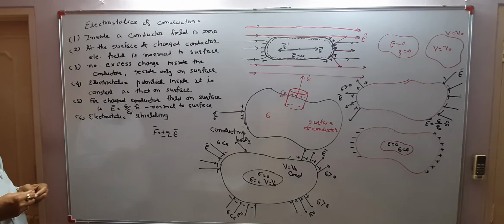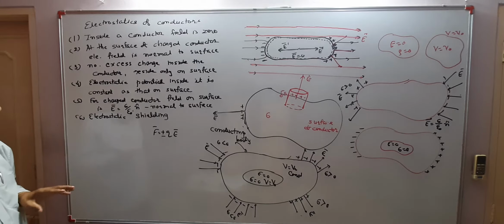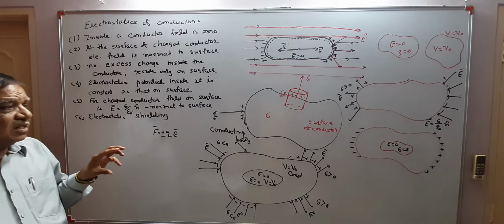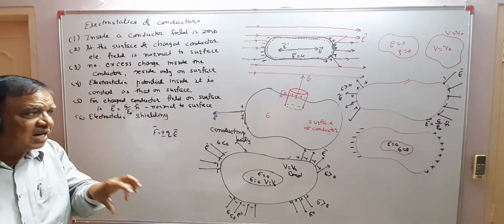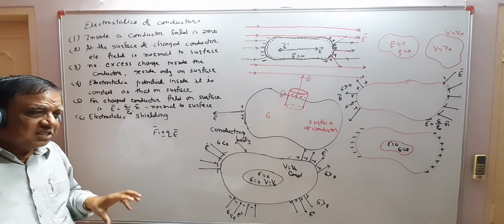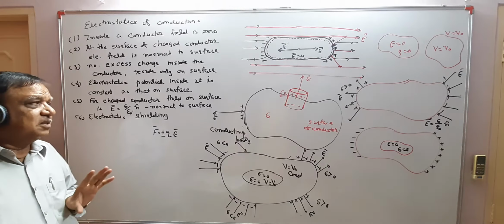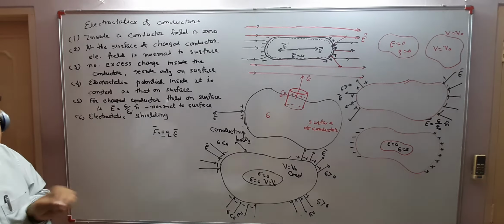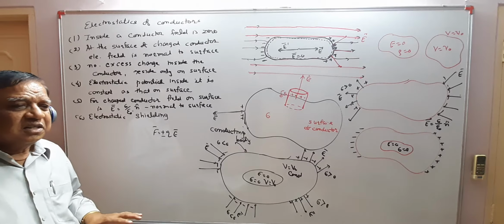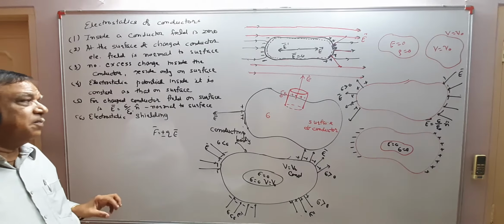Now, third point: no excess charge inside the conductor; charges reside only on the surface. Suppose we are establishing charge on any conductor, then the charges reside only on the surface, not inside, not in the interior portion. They do not move in the conductor, they remain only on the surface or distribute only on the surface.